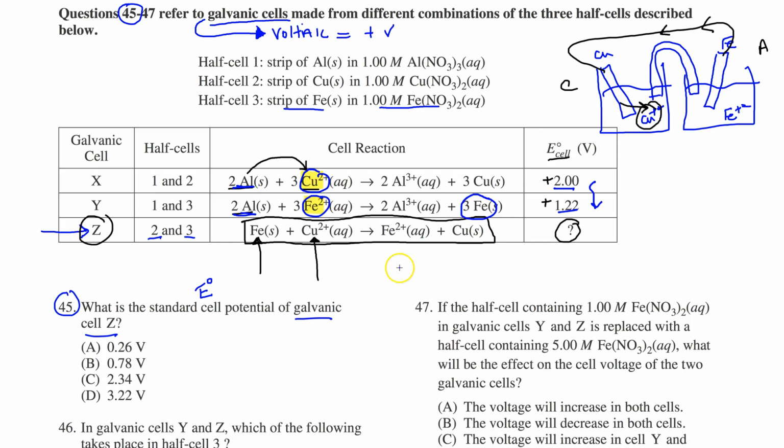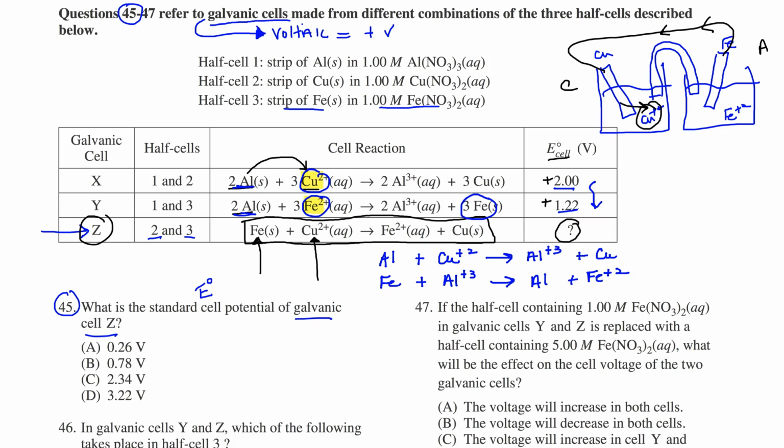And if you don't, let's just draw it quickly. So I have aluminum plus, I'm going to leave out the coefficients for speed, copper plus 2, and this goes to aluminum plus 3 and copper. In the next one, we're going to flip it, put the iron on this side. Why do I do that? Because I want the iron as the anode in the galvanic cell C. So iron goes to iron plus 2, and aluminum plus 3 goes to aluminum.